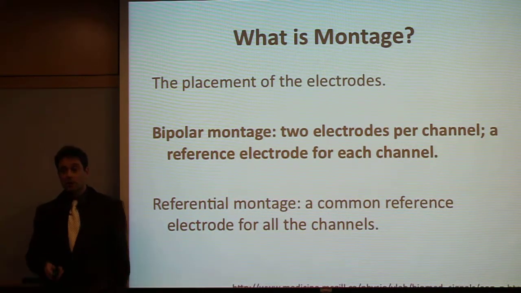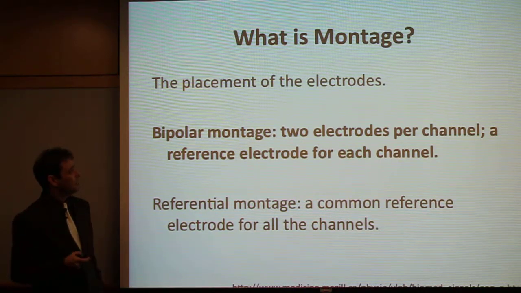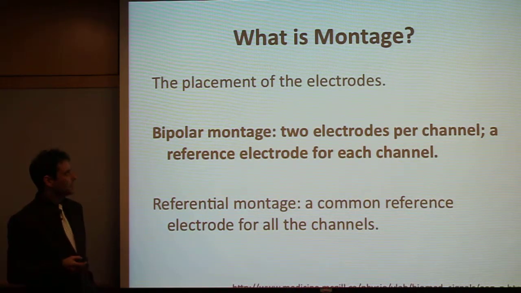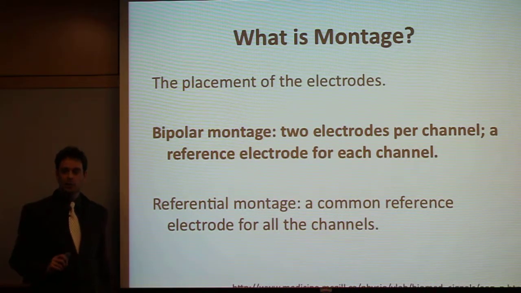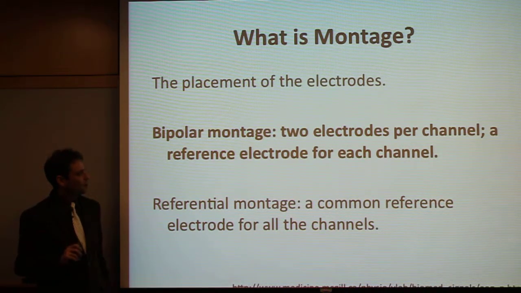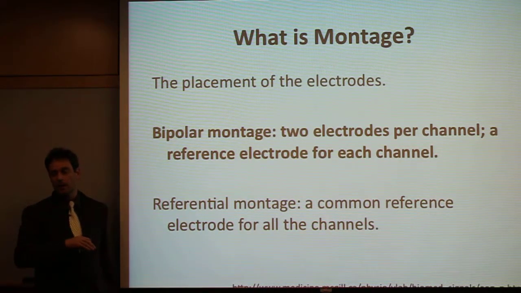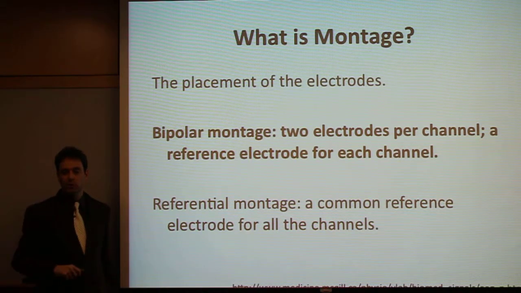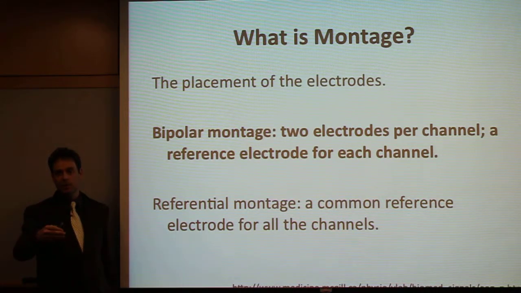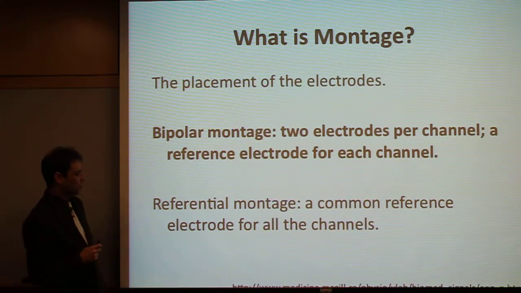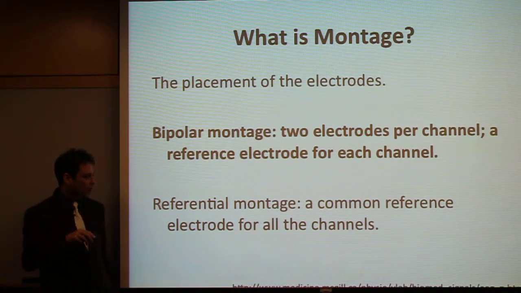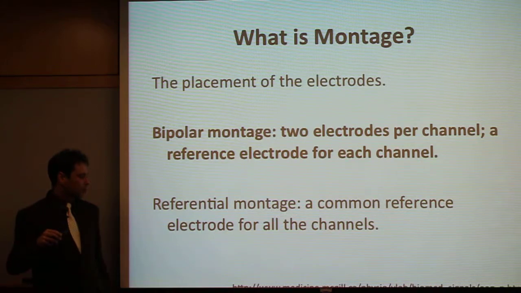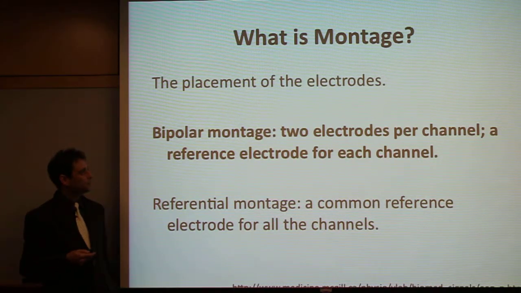So what is a montage? Well, a montage is where the electrodes are placed. A typical bipolar montage is where you have two electrodes per channel, one of which is a reference electrode, and it is a reference in relation to the other electrode. And every electrode can serve as a reference electrode for every other electrode. With the referential montage, typically there is a common reference electrode which serves for all the channels.